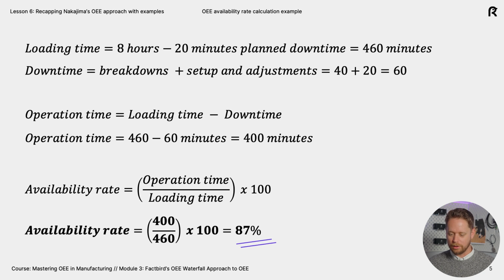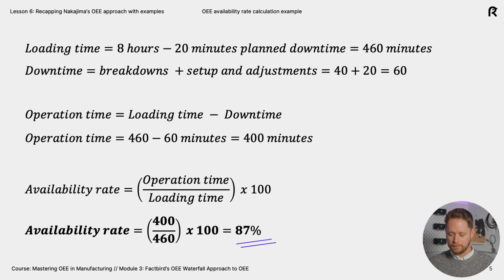Now, let's calculate the OEE for a production system by giving these 6 big losses some real values. We'll start by calculating the availability. As you'll recall, the availability rate is the operation time divided by the loading time. For our example, we'll say the day is 8 hours long, which is 480 minutes, and we only have 20 minutes of planned downtime. This leaves us with 460 minutes of loading time.